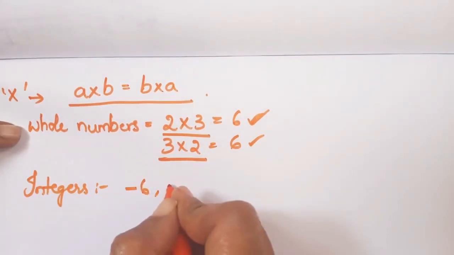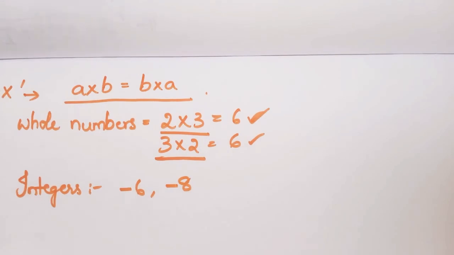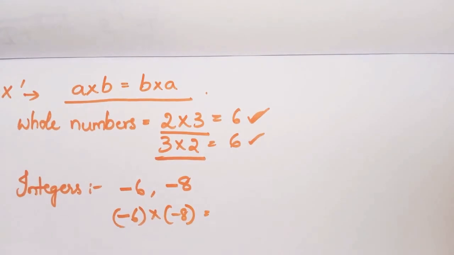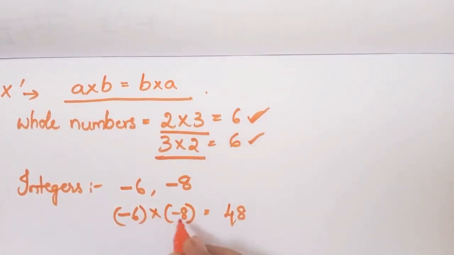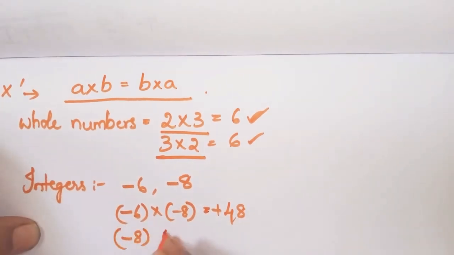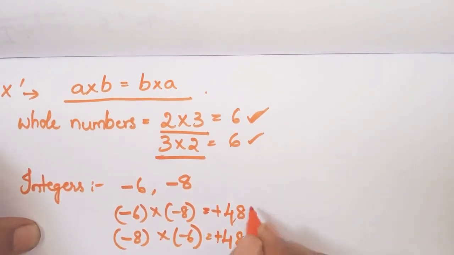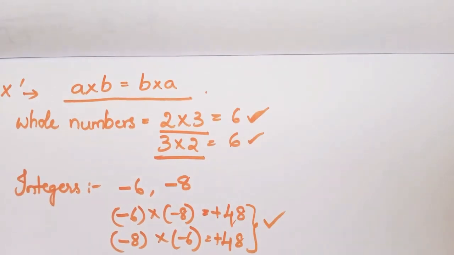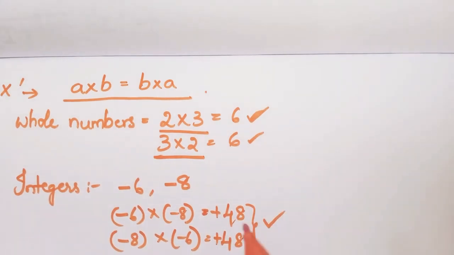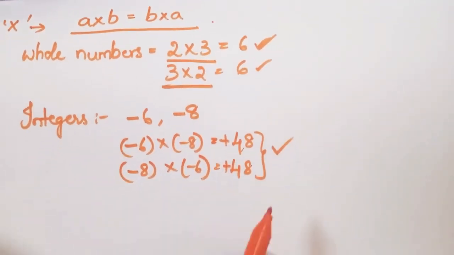Minus 6, comma, minus 8. I want to check this. Minus 6 into minus 8 gives you 6 8s, 48. Minus into minus, it will become plus here. If I change the order also, minus 8 into minus 6, 8 6s are 48. Minus into minus, plus. Here also, my A into B is equal to my B into A. Therefore, multiplication is commutative for integers also. Now let us check for our rational numbers.